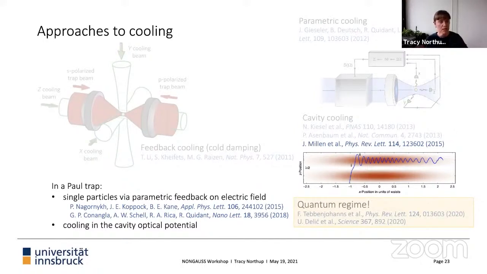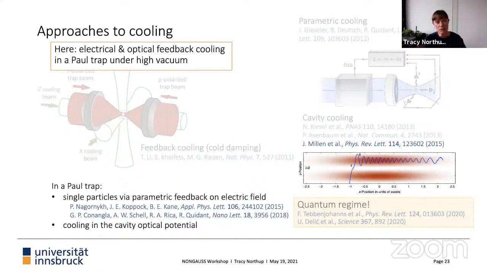Well, on one hand, people have looked at single particles using parametric feedback on the electric field. And there's also been cooling the cavity optical potential. This is the third reference on the right-hand side that I've left ungrayed out here. So you can see a picture of oscillations of a particle. This was worked on in Marcus Arndt's group. So either electrically or in the optical potential, but actually it wasn't relying here on the ion potential, but rather the optical field inside of an ion trap.